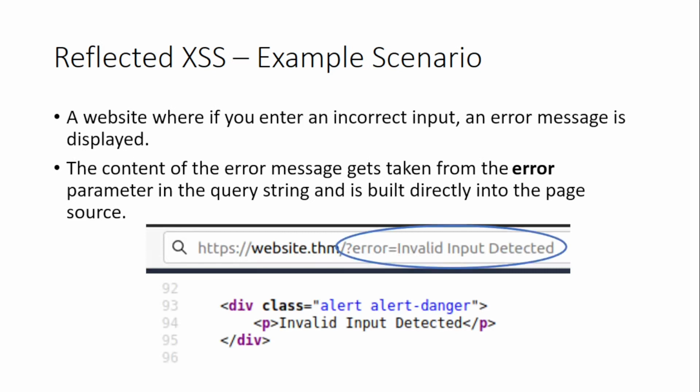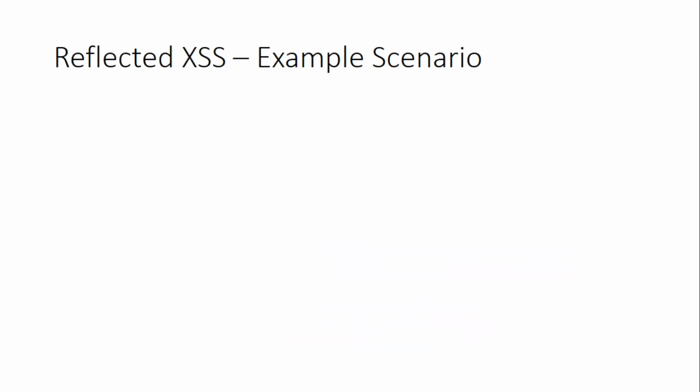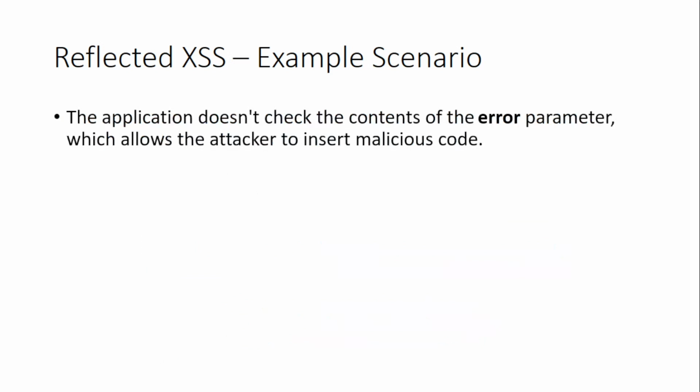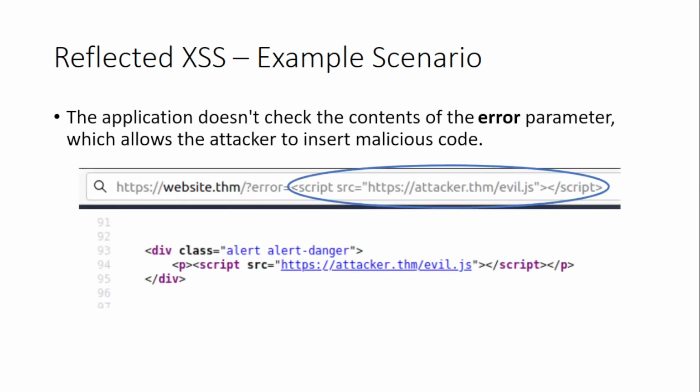So you see the error message here is inside the URL, and then it's directly put into the page source. So the application doesn't check the content of the error parameter, which would allow the attacker to insert malicious code, for example, like this. So they would put a JavaScript inside a script tag, and send it, and we get this here.